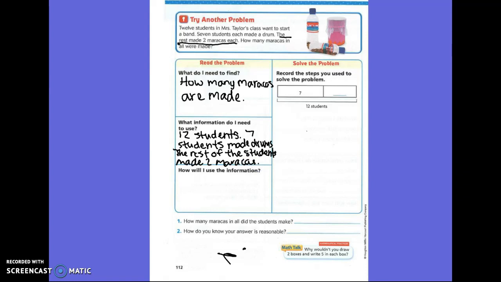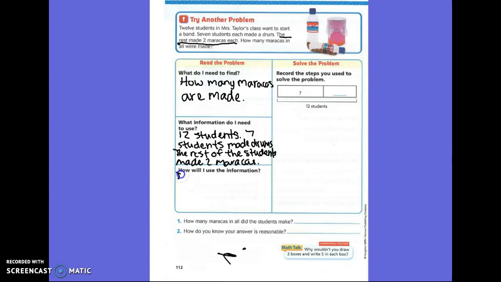Okay, how will I use this information? What do we do on the last one? What do we make? We made a, not a picture graph, but a, anybody remember what that thing is called? Bar model, not a graph. It wasn't a graph, it was a bar model.